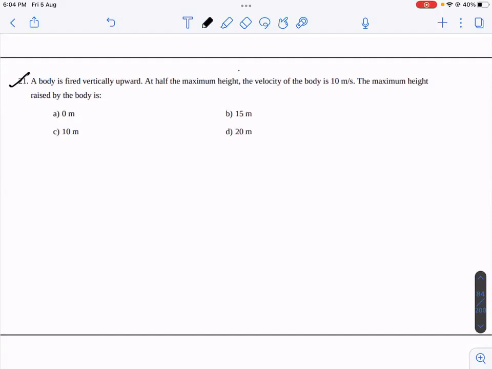So there is an object which is fired vertically upward. At half the maximum height, the velocity of the body is 10 meters per second. The maximum height raised by the body is?